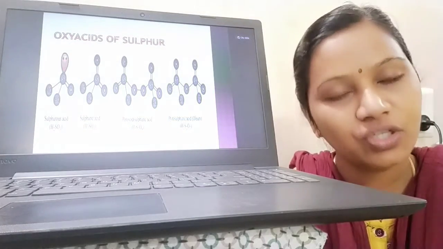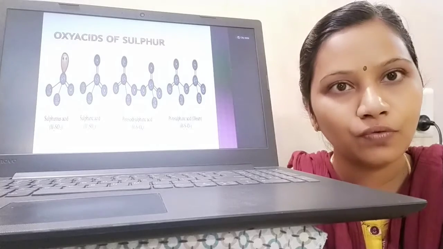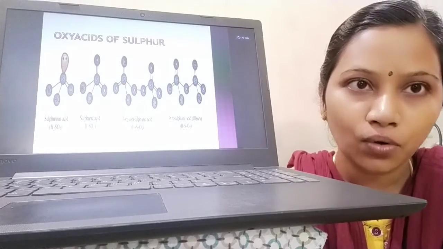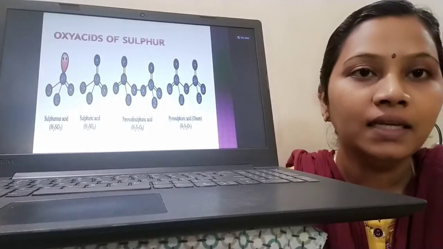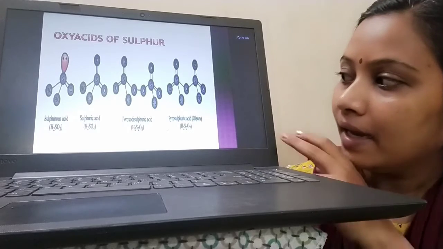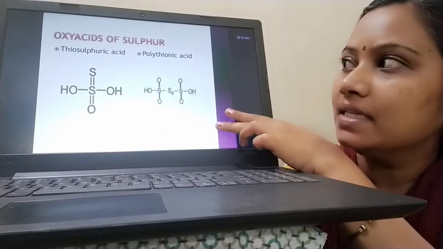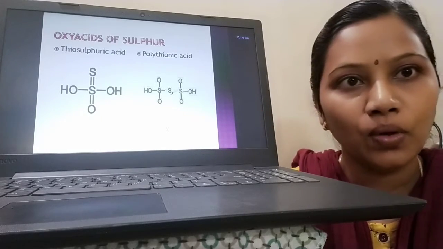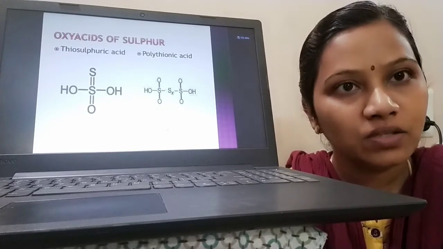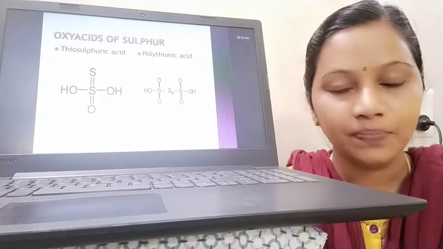Next is our gentle sulfuric acid, that is H2SO4. Third one is peroxydisulfuric acid and pyrosulfuric acid. We have two more, that is thiosulfuric acid and polythionic acid. So these are the oxo acids of sulfur.